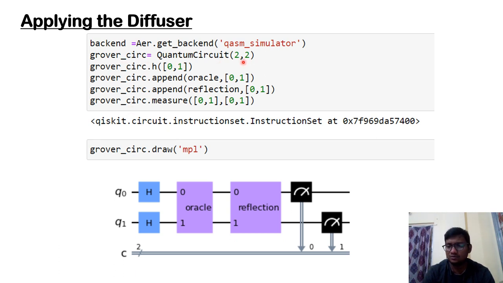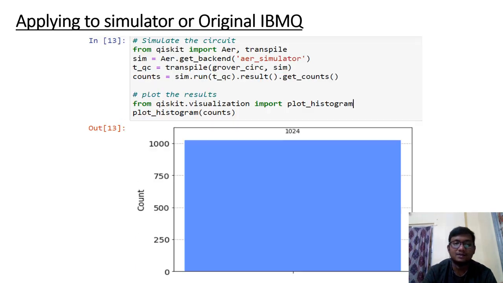We construct the circuit with 2 quantum registers and 2 classical registers. We put the qubits in quantum registers, and we measure the values of the qubits through the classical registers. So we need both 2 qubits as well as 2 classical registers. In the Grover circuit, we have Hadamard on 0 and 1. Then we apply the oracle, and then the reflection operator on 0 and 1, and at last we measure these things. So what is the outcome?